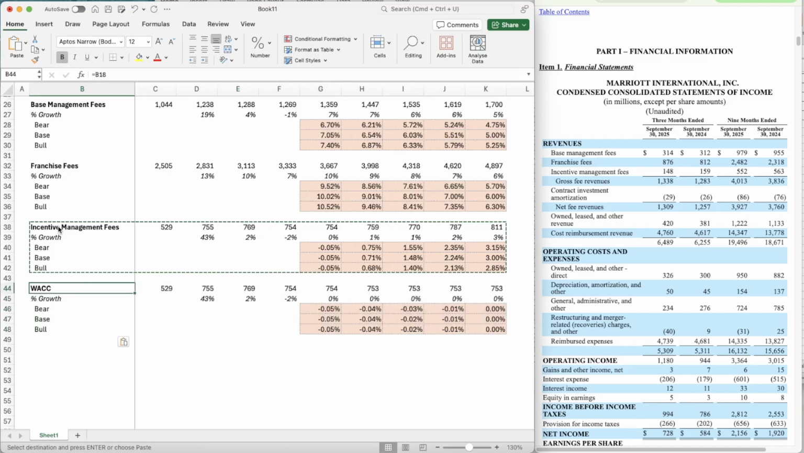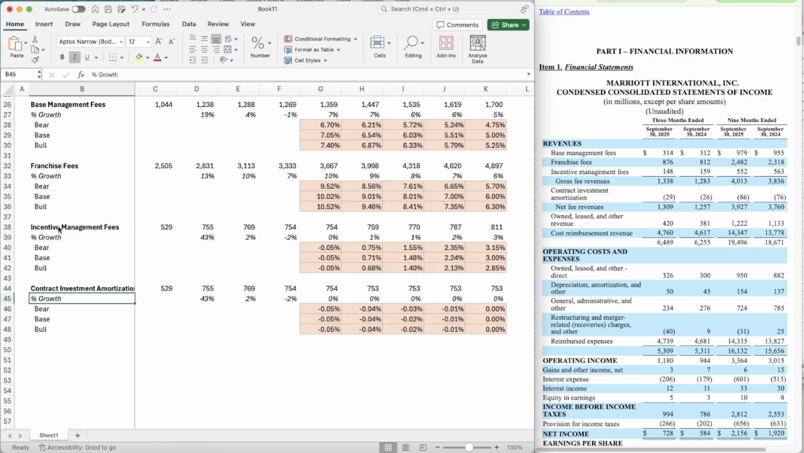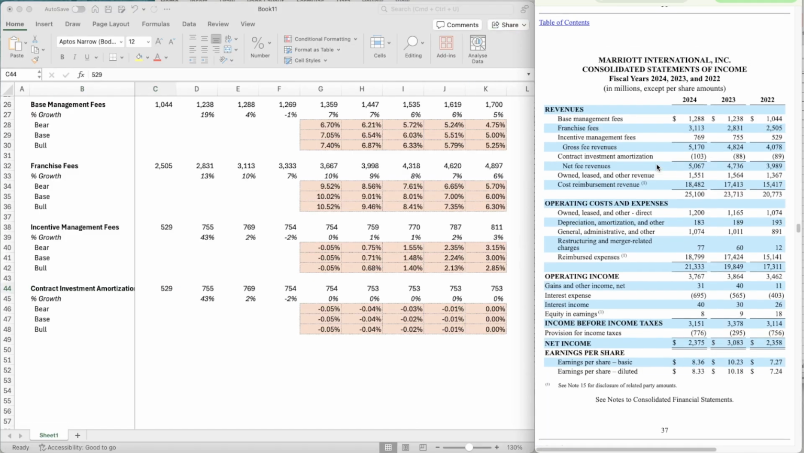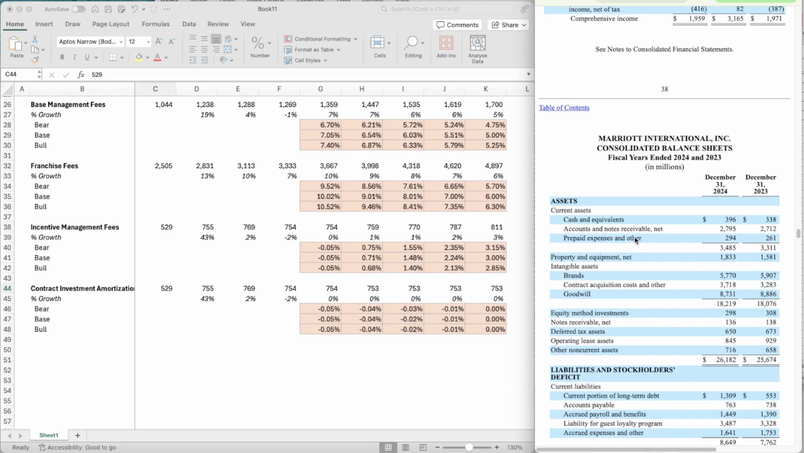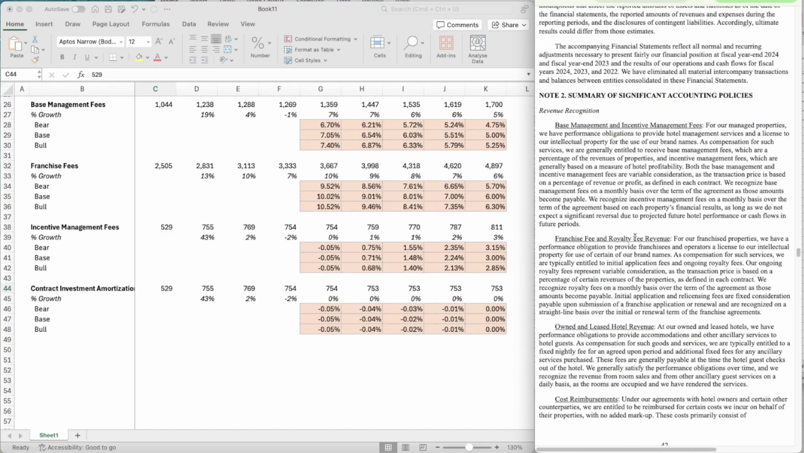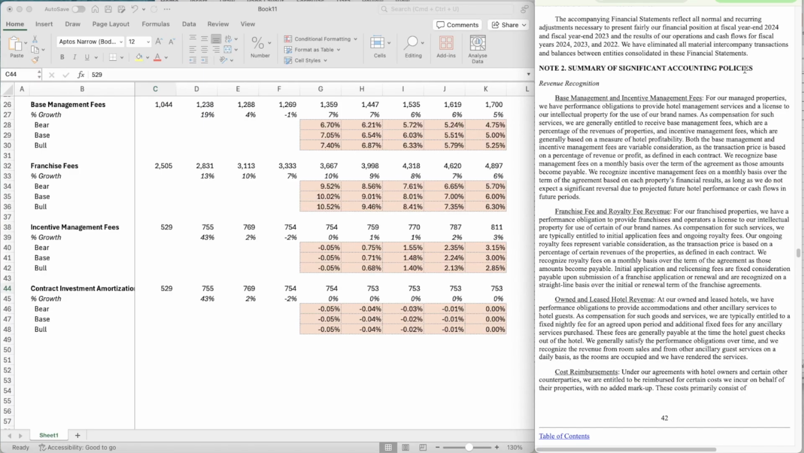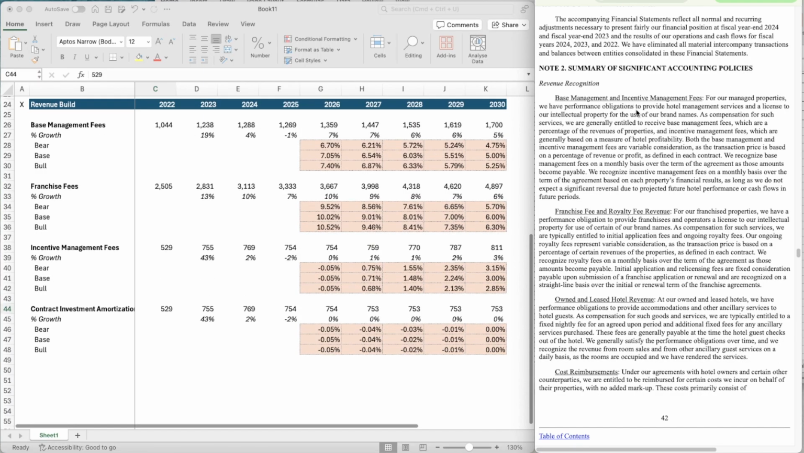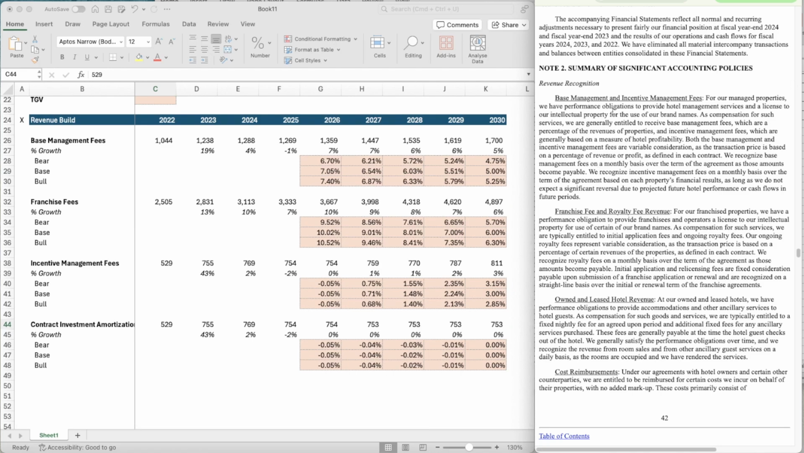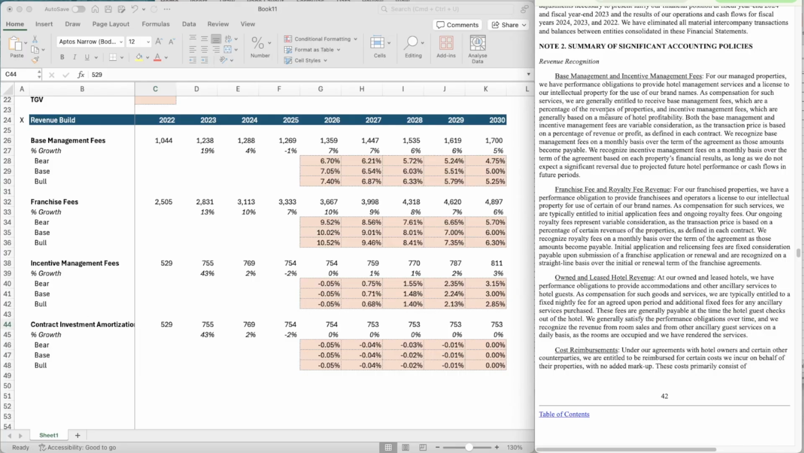Next one, contract E13. Have a quick look. Okay, so let's go through and understand what each revenue segment is. Base management and incentive management. For our managed properties, we have a performance obligation to provide hotel management services under the property brand name. As compensation for such services, we are generally entitled to receive base management fees, which are a percentage of the revenues of the property, and incentive management fees, which are generally based on a measure of the hotel profitability. That's clear.